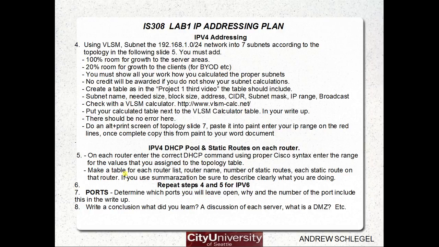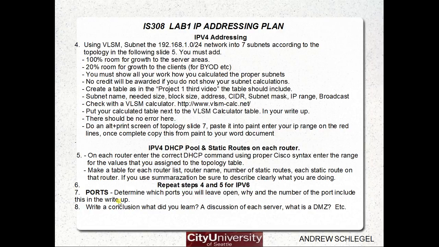All right, make a table for each router. List the router name, number of static routes, and each static route on that router. Now, if you use summarization, like we did in that video, then be sure to describe clearly what you're doing. Summarization is not really a requirement of this project, so I recommend maybe don't do it, but if you feel comfortable with it, by all means. If not, then just describe each static route that's required.